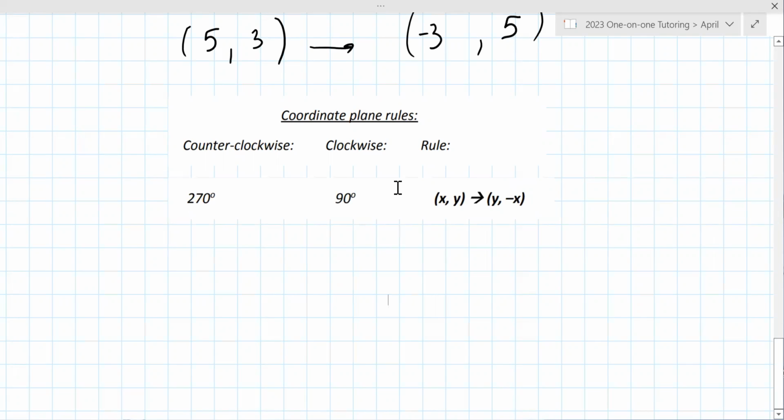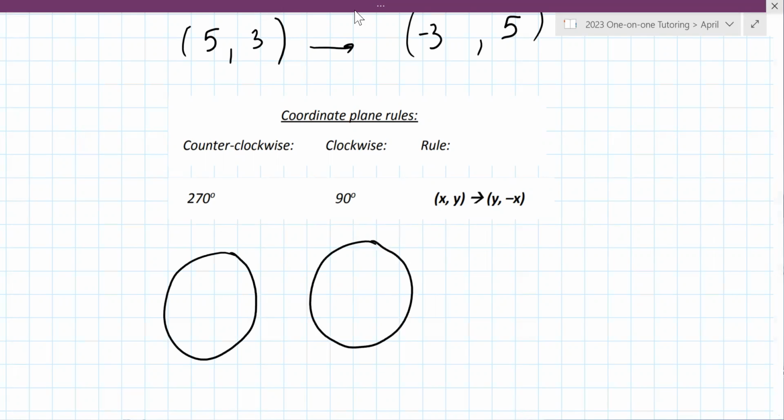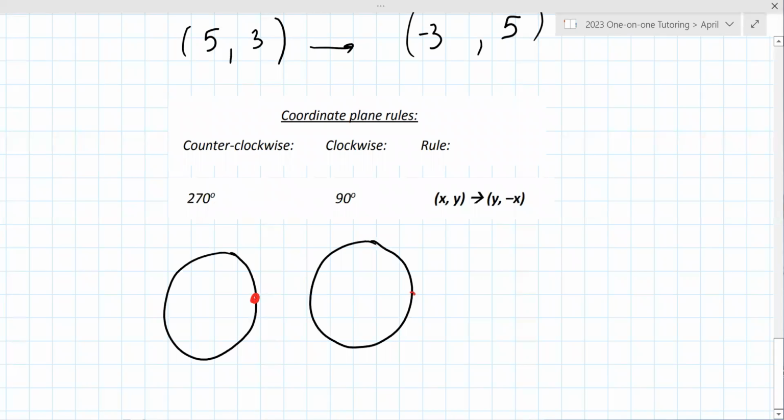Okay, so notice this one's really similar to the last one. Counterclockwise versus clockwise. Okay, so in a circle here, let's say, again, just like before, we're starting here at the right. Clockwise 90 degrees means going down 90 degrees. You see that? Yeah. Okay. And then counterclockwise is going the other direction to get there.